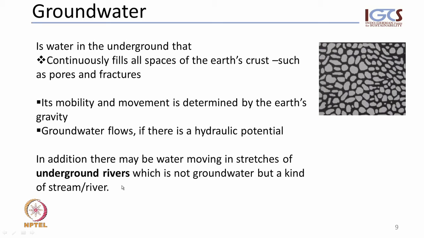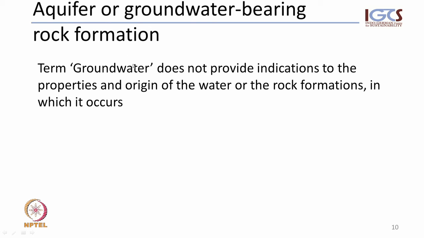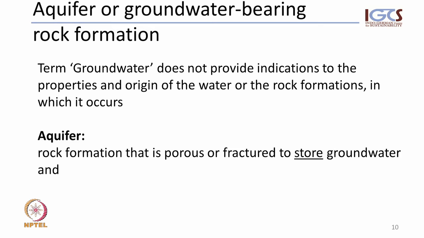You may have seen or heard about underground river systems. Those occur and are also very important in some areas, but this is not called groundwater. It's still a stream or a river, and managed and classified accordingly. Now, let's talk about the aquifer, or groundwater-bearing rock formations. When we speak about groundwater, we do not define the properties or the origin of the water itself, and we're also not defining the rock formations in which this water occurs. For that we use the term aquifer.